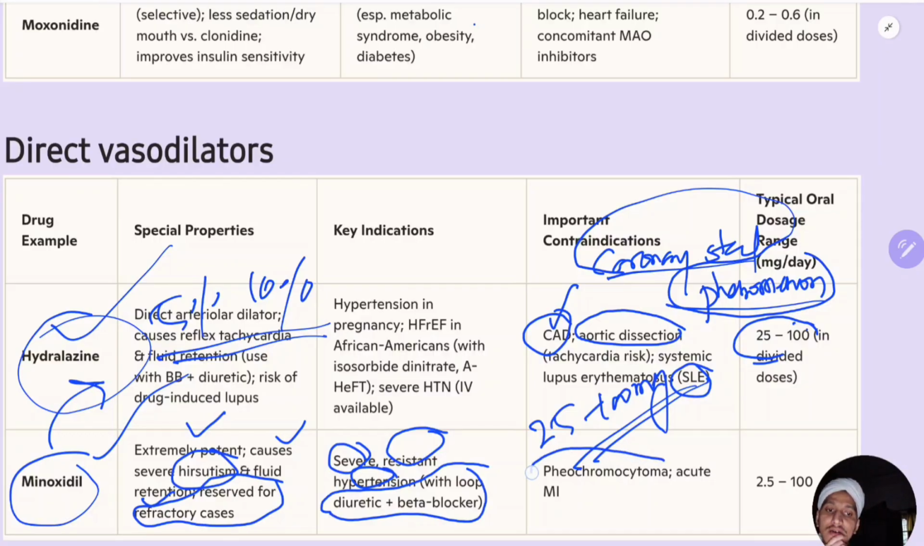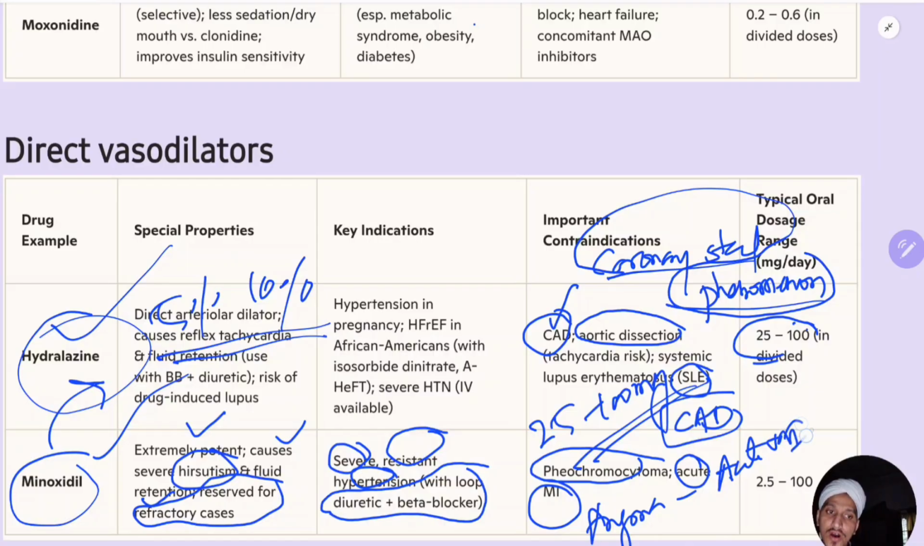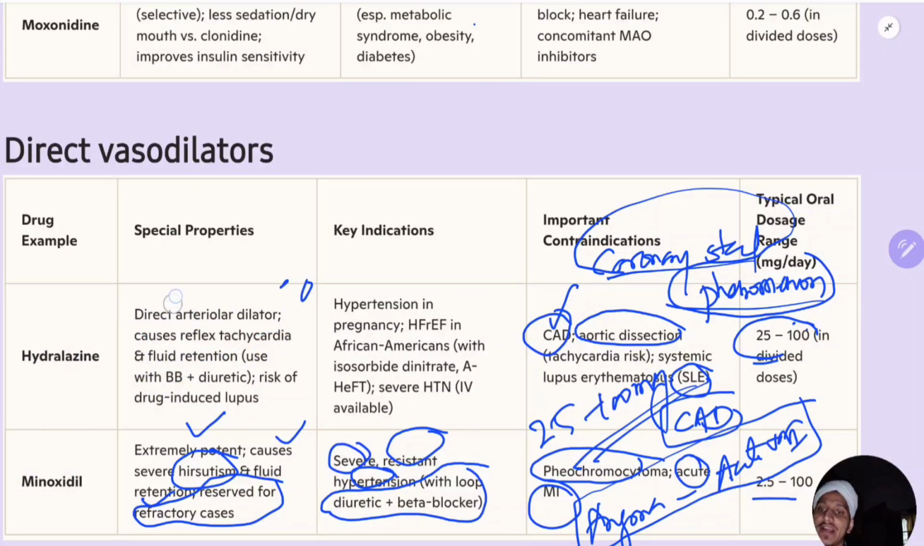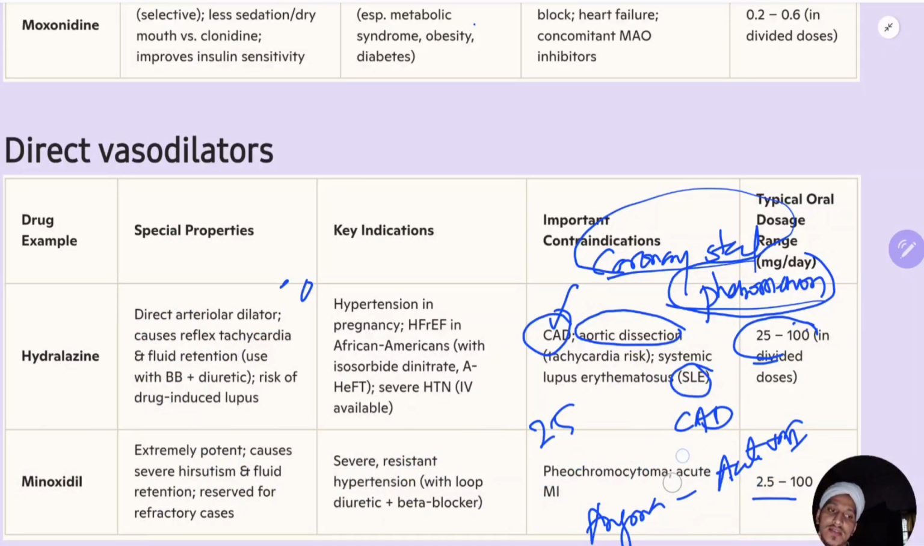Contraindications are pheochromocytoma and acute myocardial infarction because of coronary steal phenomenon. So remember, any coronary artery disease condition, it can range from angina to acute MI, you should not use these drugs because of the risk of coronary steal phenomenon. Dosage is 2.5 to 100 mg. So that's all about the antihypertensive drugs.